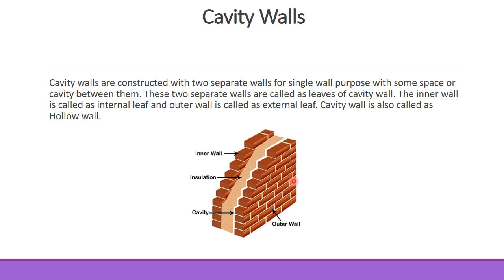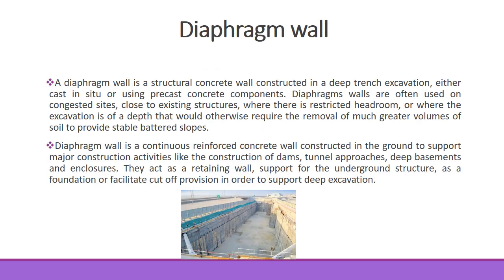This picture shows the cavity wall construction. We have two walls. In between, we have to provide insulation. This acts as a cavity. Normally in wall construction, we use this type of cavity wall.